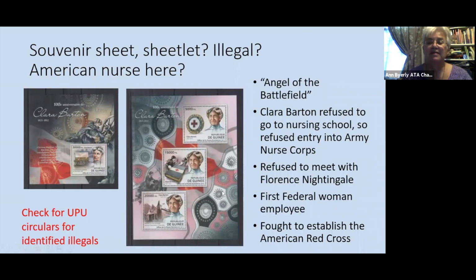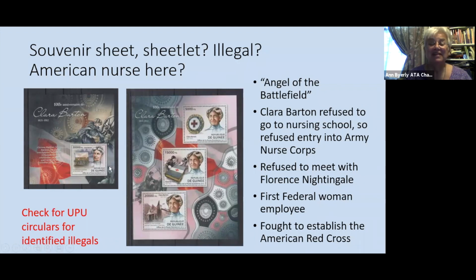So here's another question, particularly when we talked about Clara Barton. Is Clara Barton really a nurse? Well, here's souvenir sheets or sheetlets, and are they legal or not? Again, to a country, Republic of Guinea, they don't know the first thing about Clara Barton, and Clara Barton has no relationship to this country. So why did they produce a souvenir sheet with her picture on it?